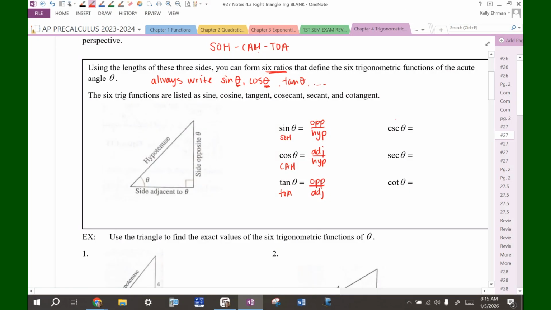So CSC is for cosecant. That's the reciprocal of sine. So the co's do not go together. So sine and cosecant go together. That means this is hypotenuse over opposite. I don't use letters for these, I just know what they're reciprocals of. I guess this would be CHO. Secant would be hypotenuse over adjacent. And cotangent would be adjacent over opposite. So all I'm doing is taking the 3 that I know and creating a reciprocal.